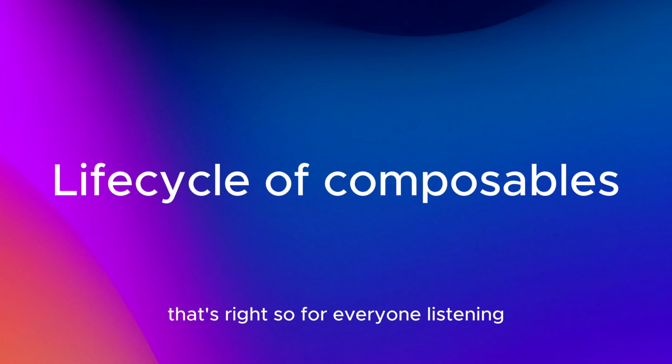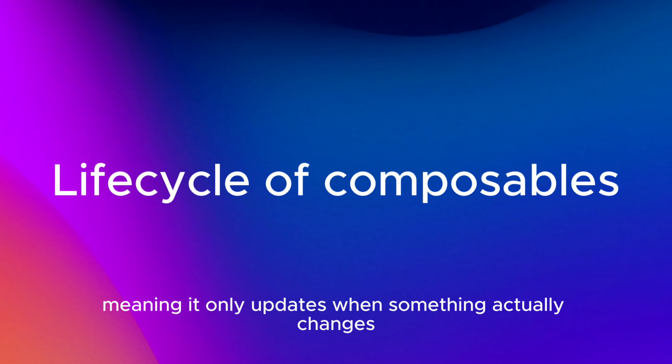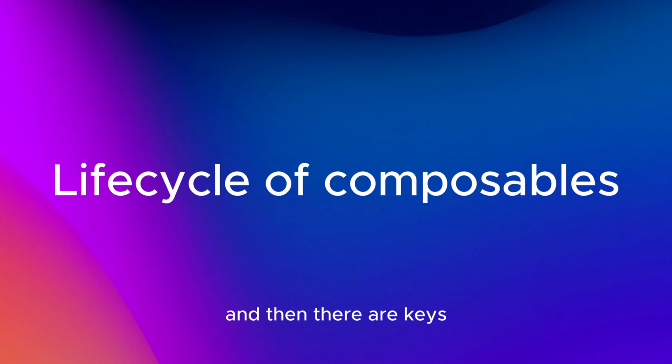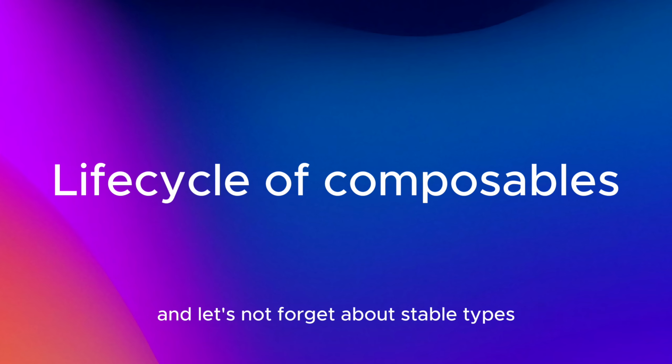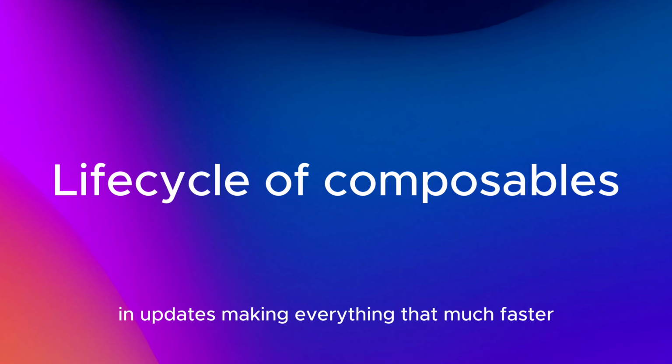That's right. So for everyone listening, we started off trying to understand how some apps just feel so smooth and responsive. And it turns out a lot of it comes down to this thing called the lifecycle of composables in Jetpack Compose. We talked about how Compose is event-driven, meaning it only updates when something actually changes, not just on a whim. Right, and we dug into how call sites help Compose keep track of every single composable, like giving each one a unique ID tag. And then there are keys, which are essential for working with lists, because they let Compose know that even if the order of items changes, the items themselves might not have. So no need to redraw everything from scratch. And let's not forget about stable types, those reliable, predictable elements that give Compose the confidence to skip unnecessary checks and updates, making everything that much faster.